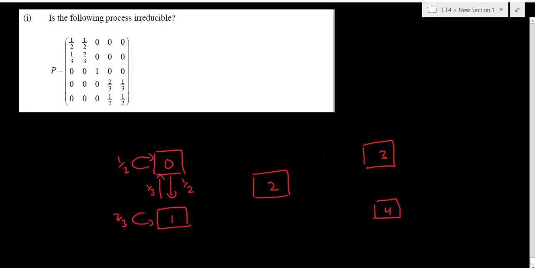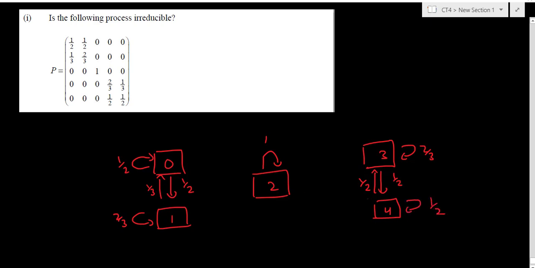Now for 2, I can only return back to itself with a probability of 1. For 3 and 4, I can go from 3 to 3 itself with a probability of 2 by 3, and I can go to 4 with a probability of half. Similarly, from 4, I can return back to 3 with a probability of half, and I can go from 4 to 4 with a probability of half.